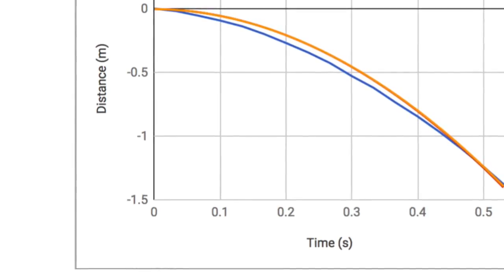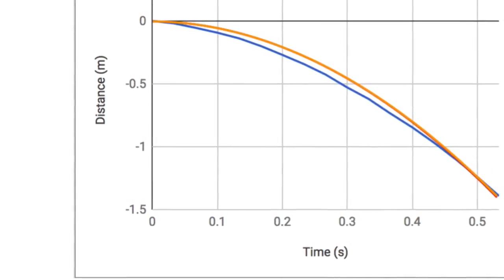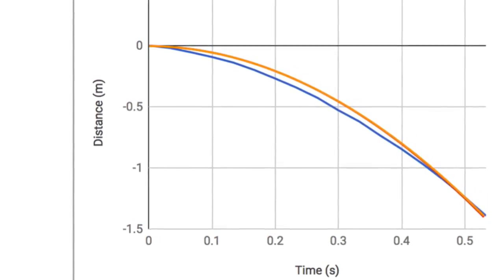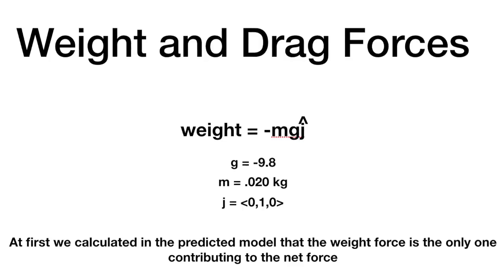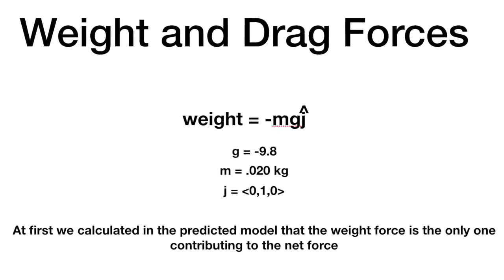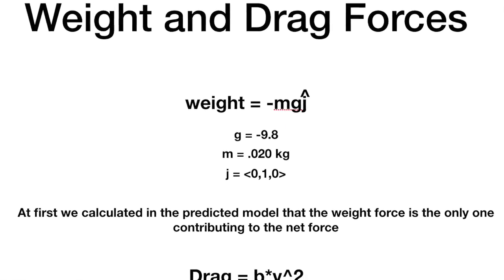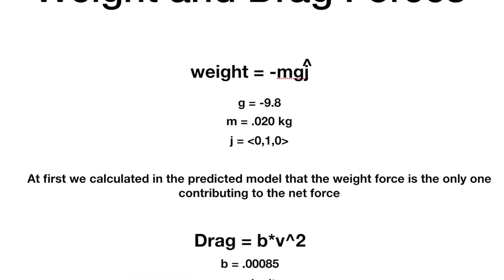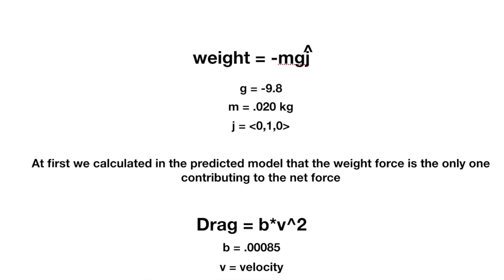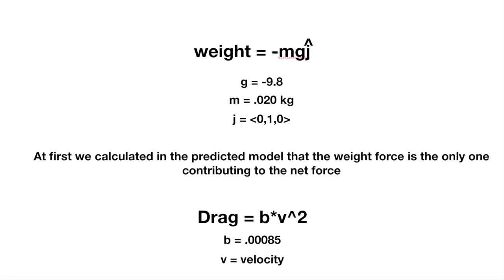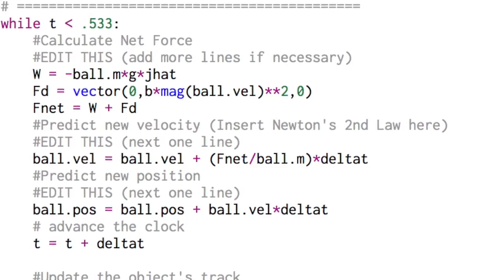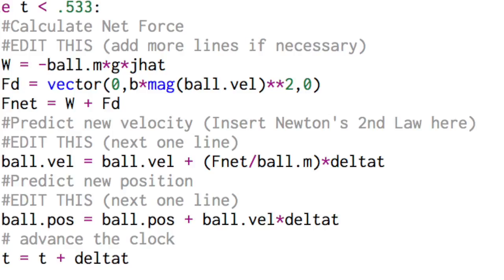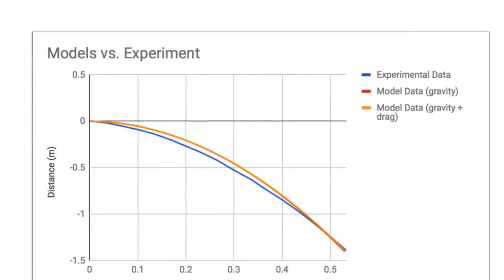In comparing the graph of just gravity with the experimental data, we can see the model overpredicts the falling distance. So we need to improve our model by using Newton's second law and adding weight with drag. So when factoring in the drag force, I found the proportionality constant to be 0.00085, which I then used to plug into the equation F drag equals B v squared to find the drag force. When combining this force with weight force to get the net force, and then plugging into Newton's second law, we also get a very similar graph, but this time with the same ending position.